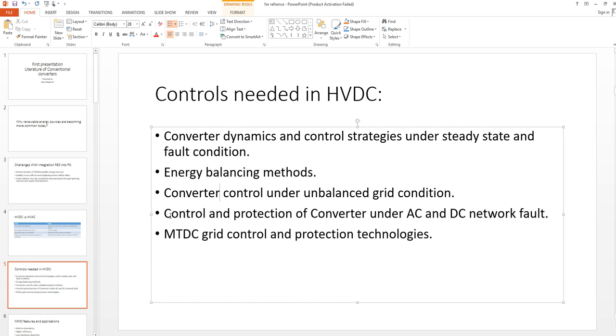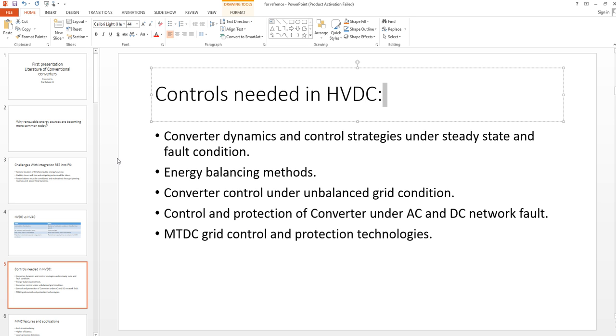We have to control and protect the converter under AC as well as DC network fault. We know fault can occur from both sides, from the AC side as well as from the DC side. So we have to take care of that, and we have to control and protect the multi-terminal DC grids. MTDC stands for multi-terminal DC grid. So these are basically the controls that must be ensured while using an HVDC transmission line.